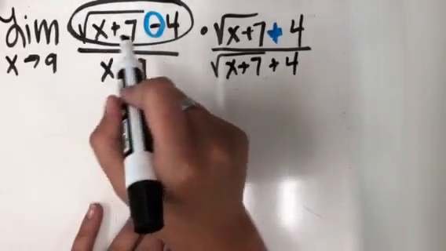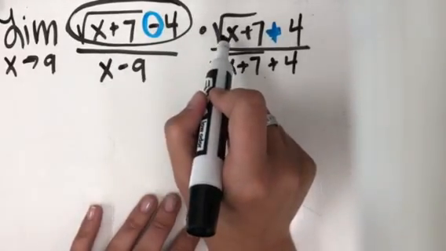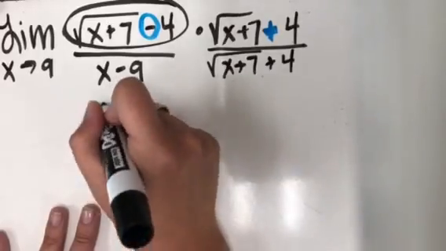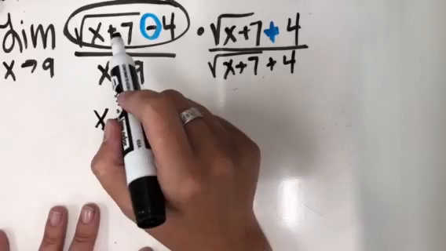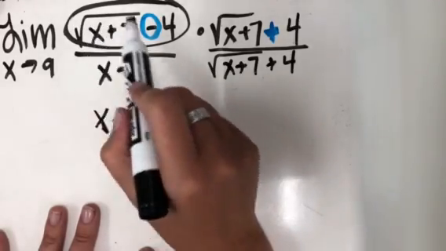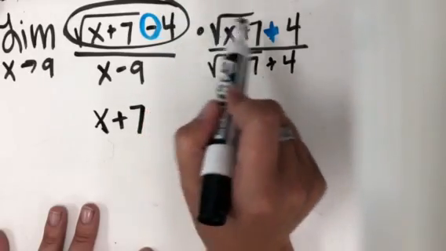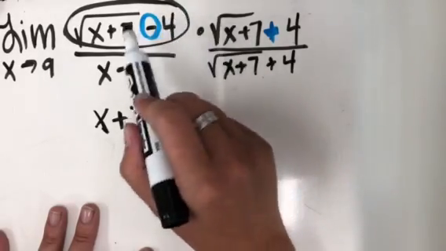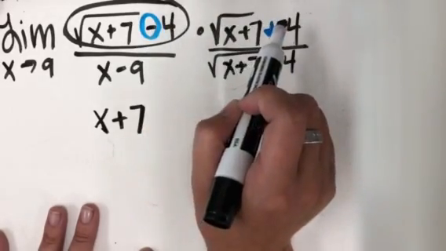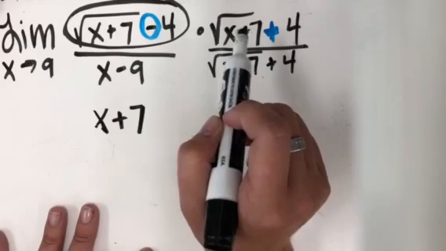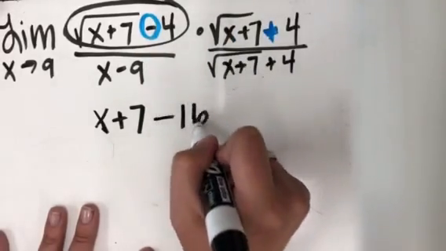Our slang for it. Take the first times the first. So the square root of x plus 7 times itself, that's going to get rid of the radical sign, and I'm just left with x plus 7. Then this is the power of the conjugate. If I multiply square root of x plus 7 times positive 4, and square root of x plus 7 times negative 4, my two middle values, those are going to become 0. I'm going to have positive 4 square root of x plus 7 and negative 4 square root of x plus 7, and those will cancel out. I'm left with negative 4 times positive 4, which gives me 16.